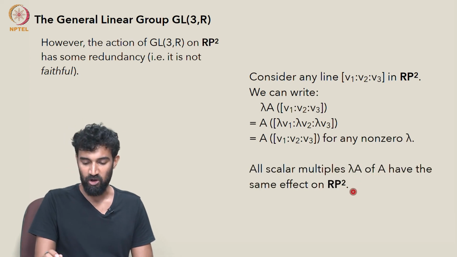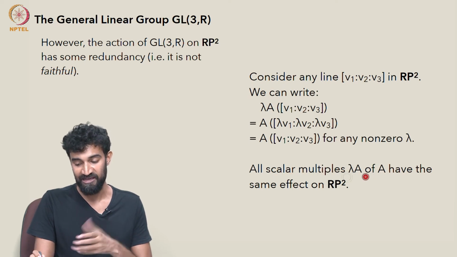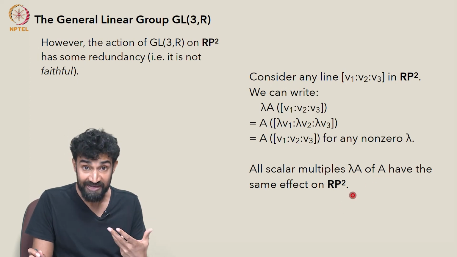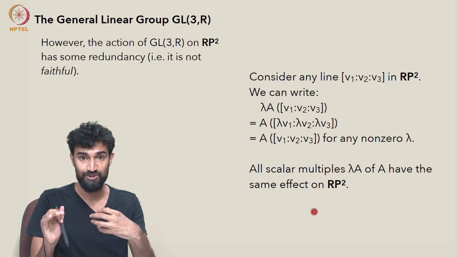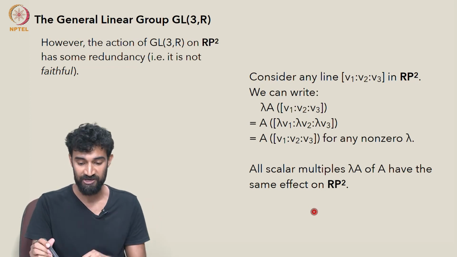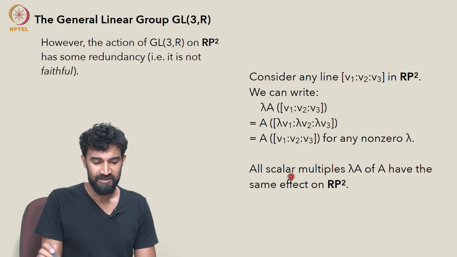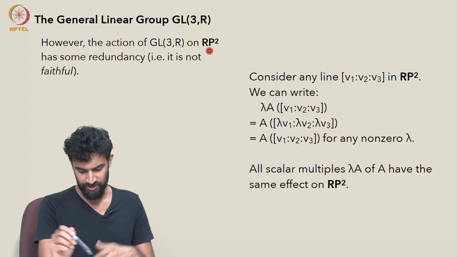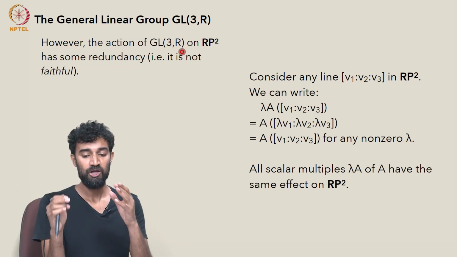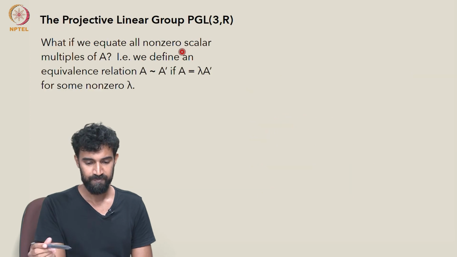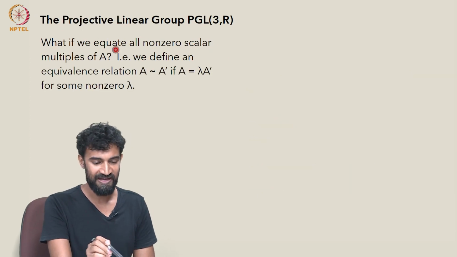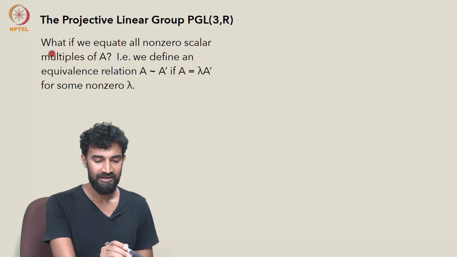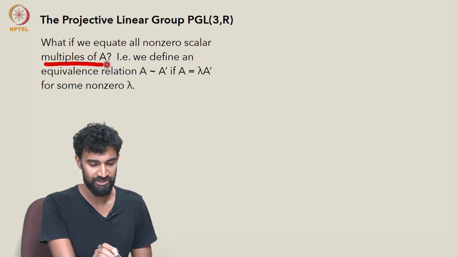So in other words, all scalar multiples lambda A of a matrix A have the same effect on RP2. When we let them act on RP2, they're all going to have the same effect as one another. That's what I mean by redundancy. Take any matrix here, and all of its scalar multiples will have the same effect. So it's not that any two elements of GL3R will have different actions on RP2. But we can rectify this. We can actually make it a cleaner action if we equate all non-zero scalar multiples of A.